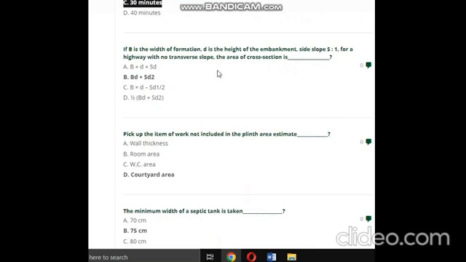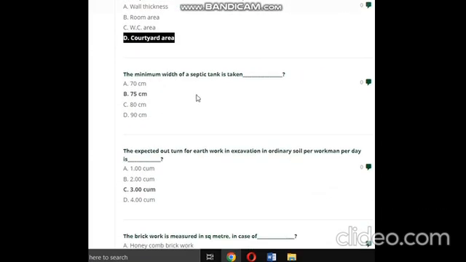If B is the width of formation, D is the height of embankment and side slope S:1 for a highway with no transverse slope, the area of cross section is BD plus SD2. Pick up the item of work not included in the plinth area estimate: courtyard area. The minimum width of a septic tank is taken 75 centimeter.